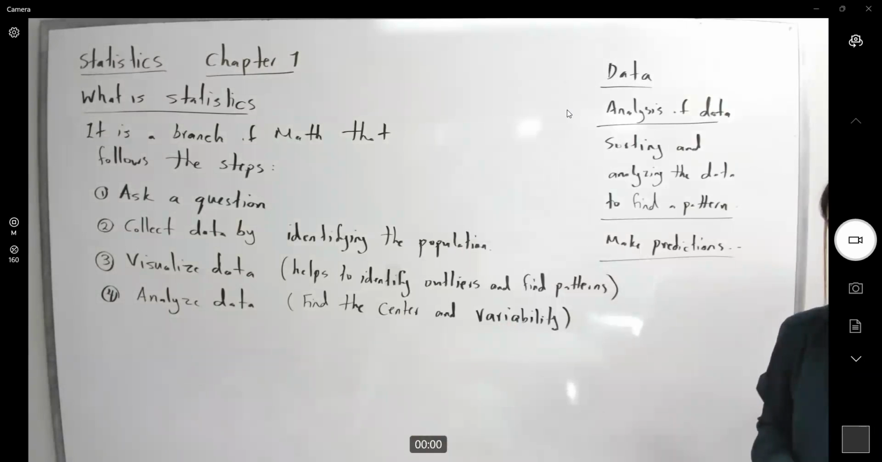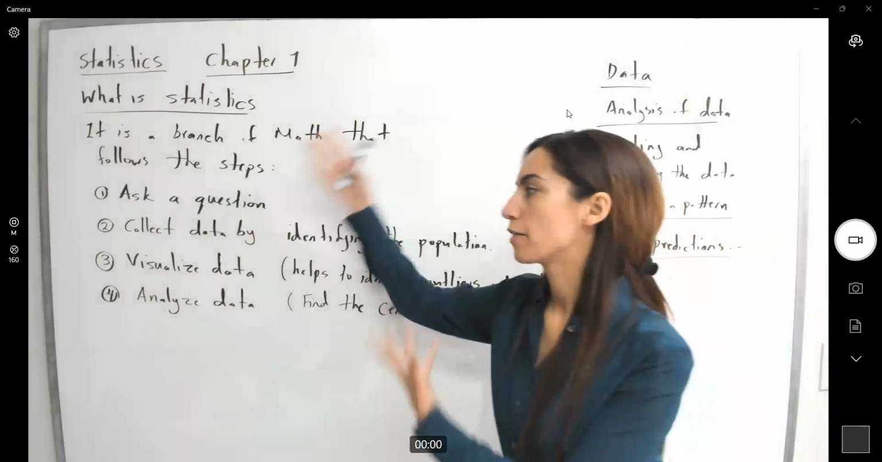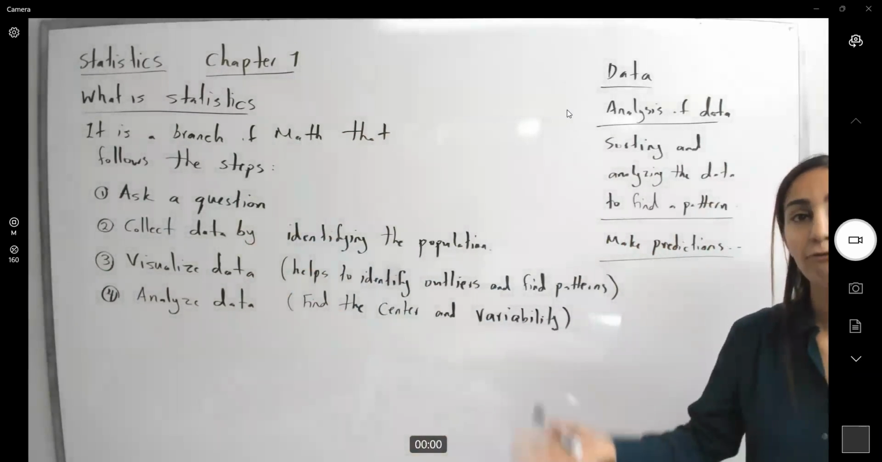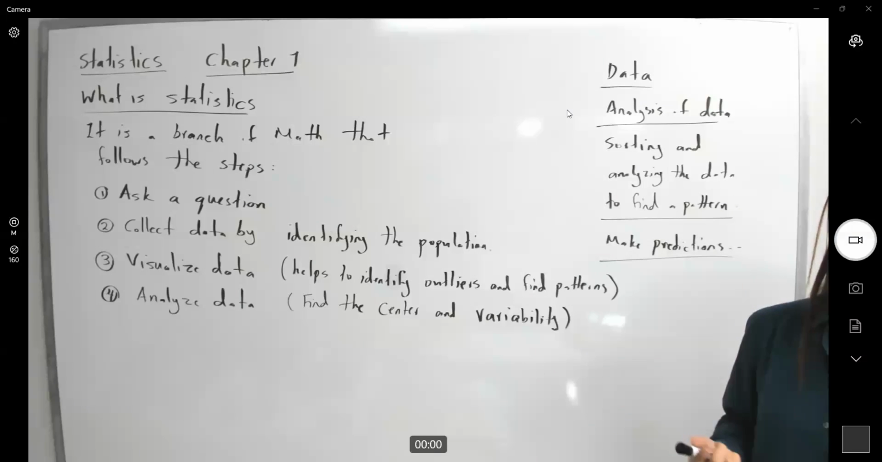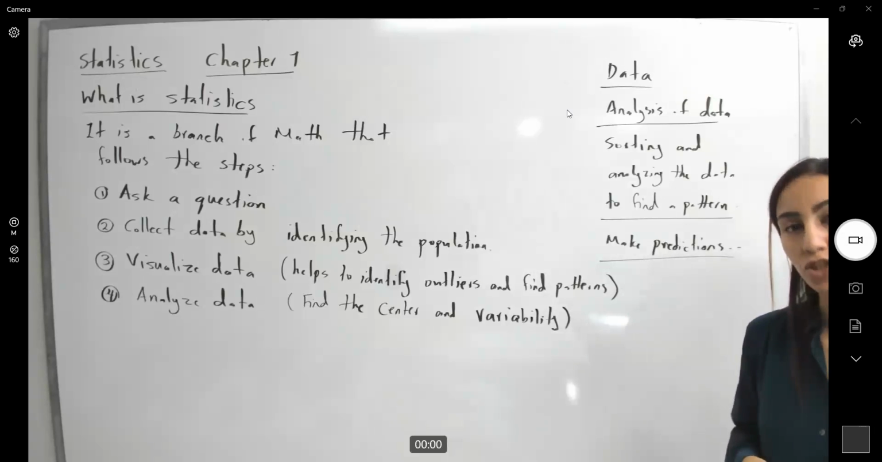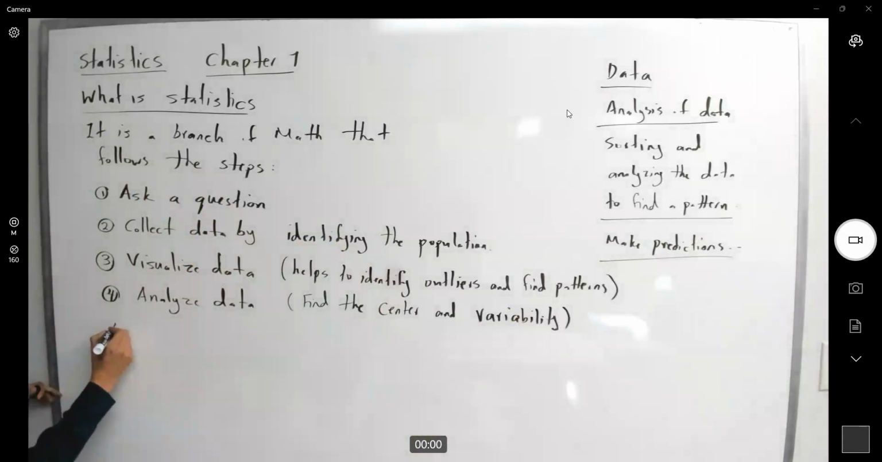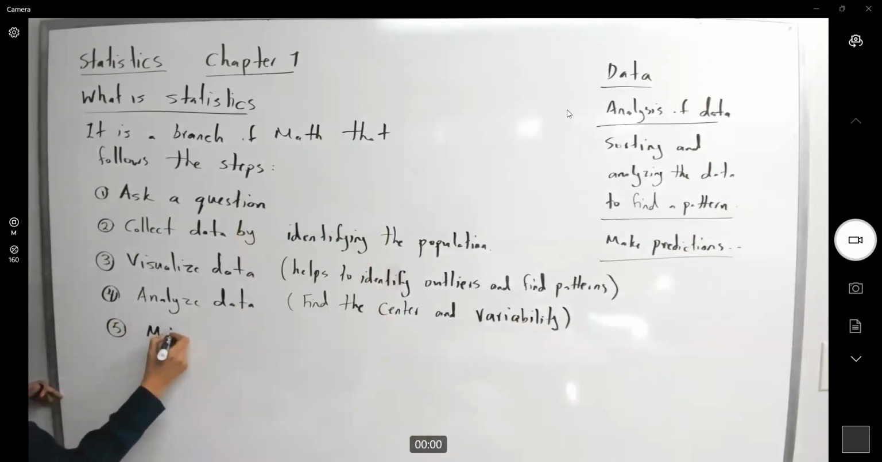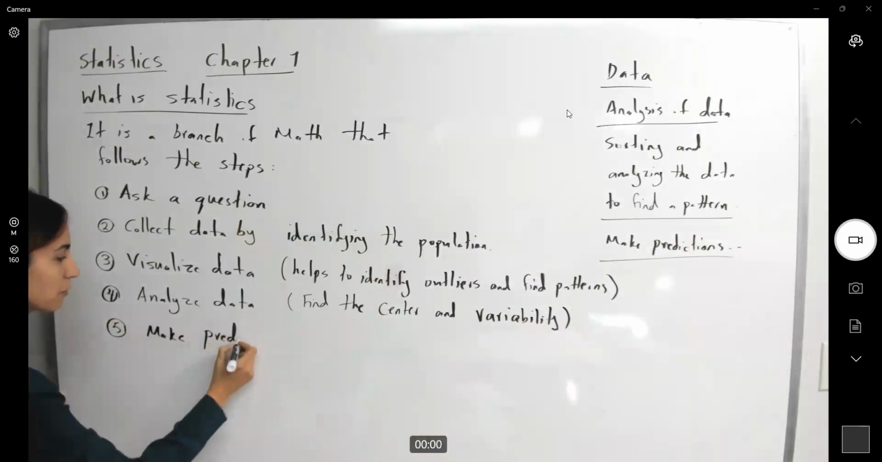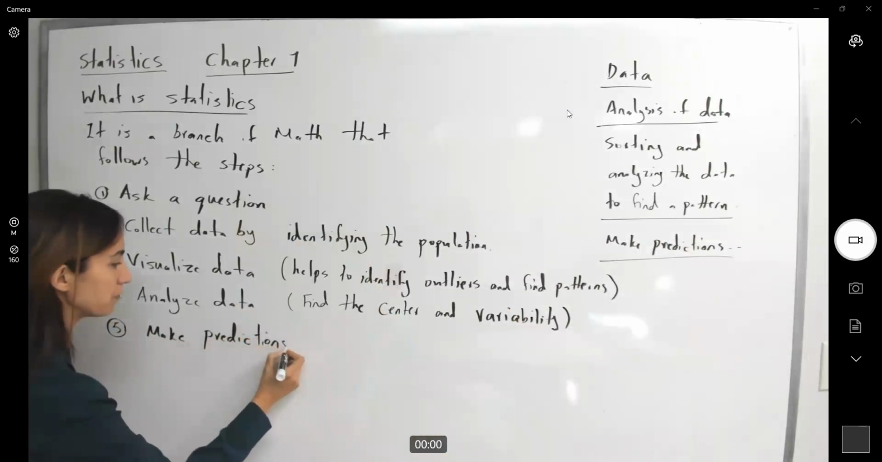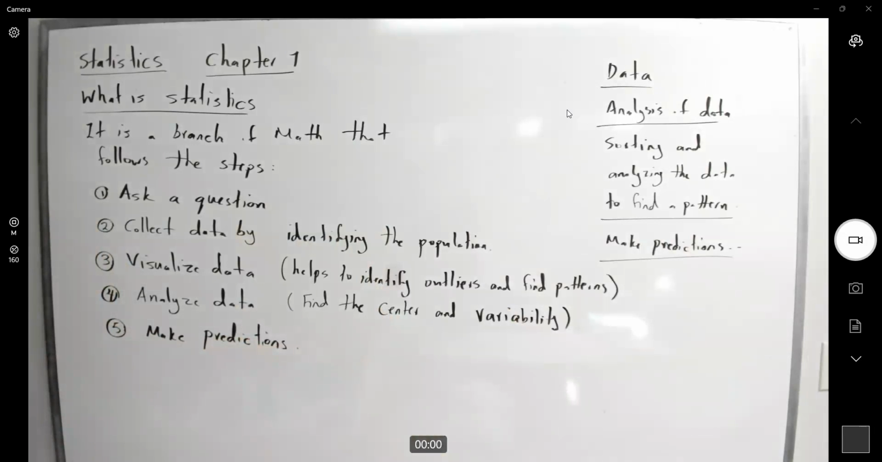Okay, how do I make predictions? How do I generalize this information to some future data? Well, the last step, which is very important and part of inferential statistics, is making predictions, making inferences, make predictions about future data or the data that you don't already have or the population itself.